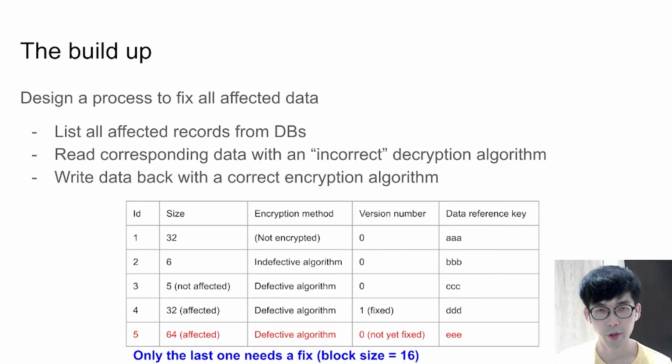We distinguish it by the version number. We need this column since we will correct this in a distributed way. We will discuss it later. The last row is the lonely one that needs to be fixed here, since it was processed by an incorrect algorithm, and the size is a multiple of the block size. It's not yet marked as a fixed record.